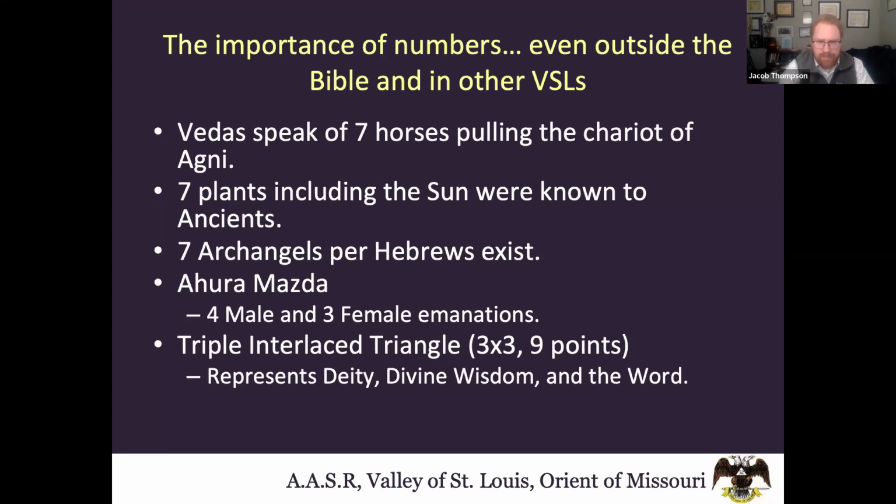Of course, going back to farther thought process with other numbers, we have the triple interlaced triangle, 3 by 3 with those 9 points. You can find some symbolism there carried on further to this idea of numbers and symbolism outside. This is just, of course, a short hit list of what was touched on in various ways.